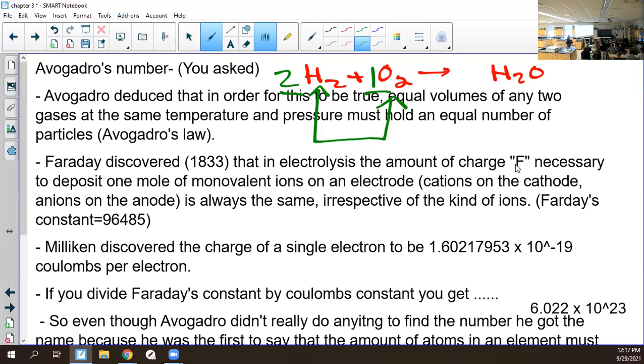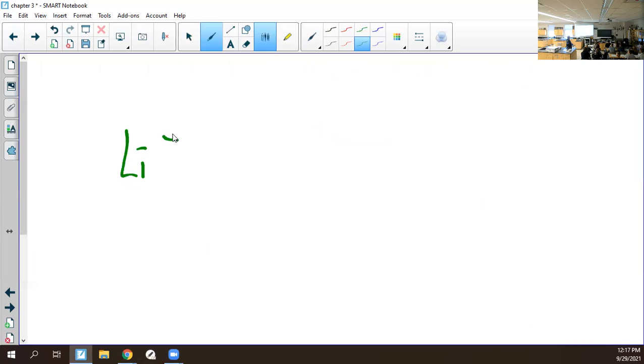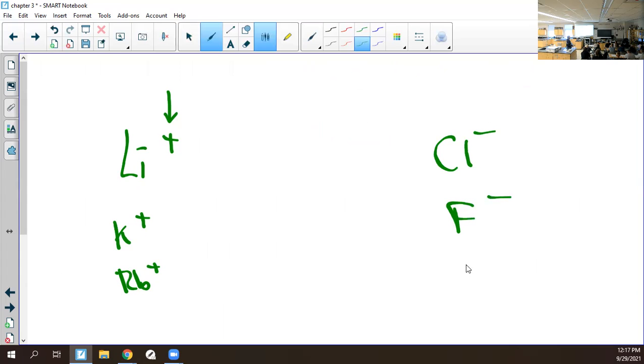Now, he came up with this constant. It's called Faraday's constant, 96485. We'll learn that way later in the year. But basically what he was saying is if I have lithium, which is a +1, if I have potassium, which is a +1, rubidium, +1, or a monoion or monovalent, it has 1. All right, or a Cl minus or an F minus, or a Br minus.